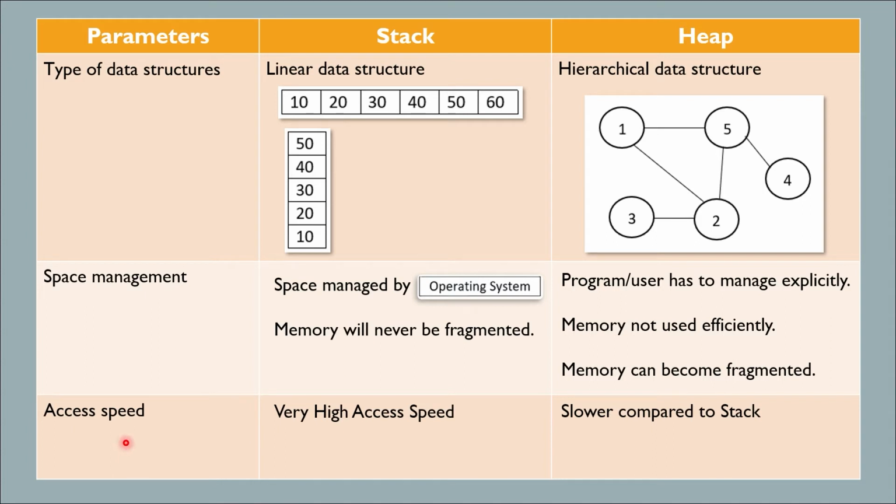Next we have accessing speed. In stack, since it is arranged in a linear way, accessing the next element is faster. Hence the access speed to the next element is very fast. But in heap, the data is distributed, so it takes time to access the next element. Hence it is slower than stack.